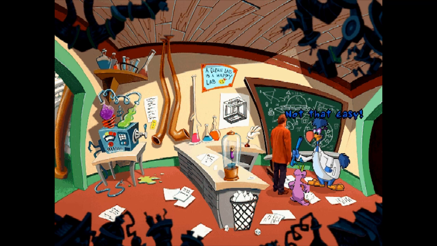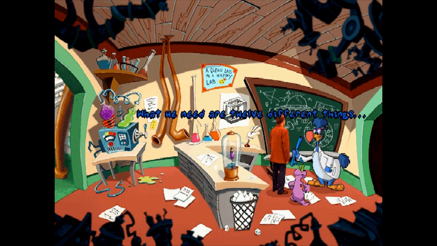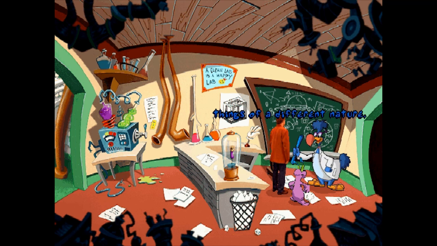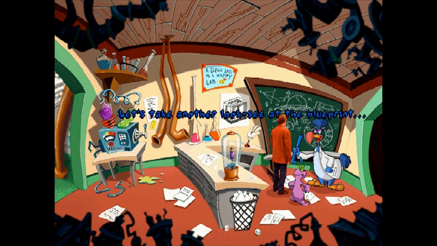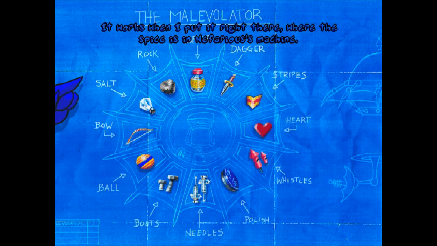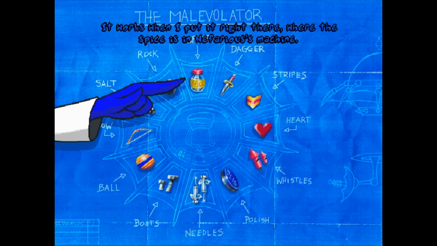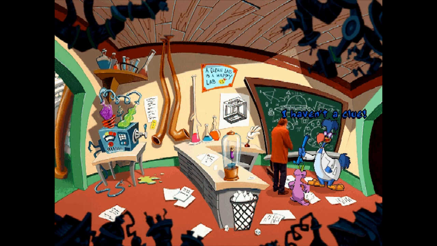Not that easy. Use the same 12 things, get another Malevolation beam. See? What we need are 12 different things. Things of a different nature. Things that will produce the reverse effect. Oh, right. You said you had one thing that worked? Why, yes, I do. Let's take another look-see at the blueprint. The one thing that seems to work is sugar. It works when I put it right there where the spice is in Nefarious' machine. But why? I haven't a clue.